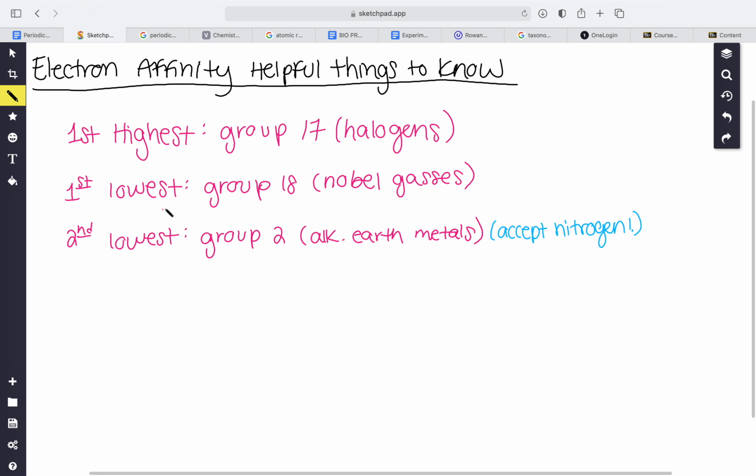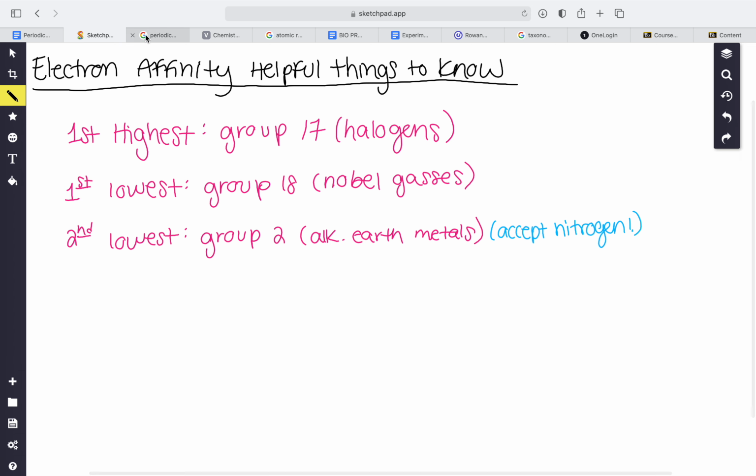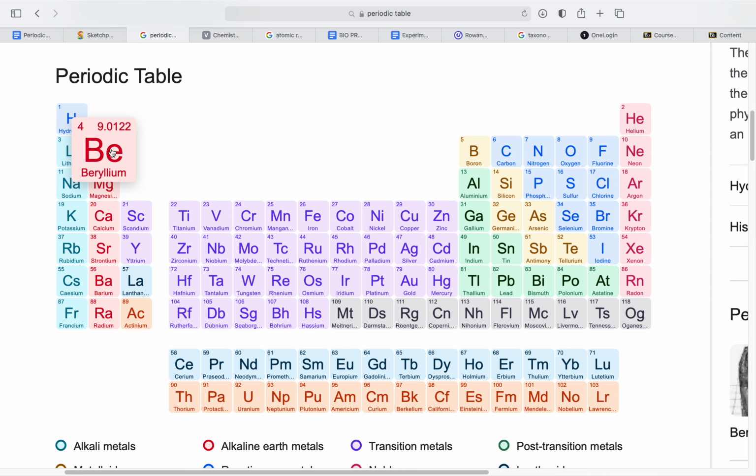And then the lowest group, so the most unhappy group, is the noble gases. And that's really just because they are already happy. They don't need anything else. They're chilling. They don't care. They literally don't care at all. They're like, add an electron and see what happens. You know, they're happy where they are. They don't want an electron. They don't want an electron removed. Everything like that. And the second lowest is group 2, which is the alkaline earth metals.